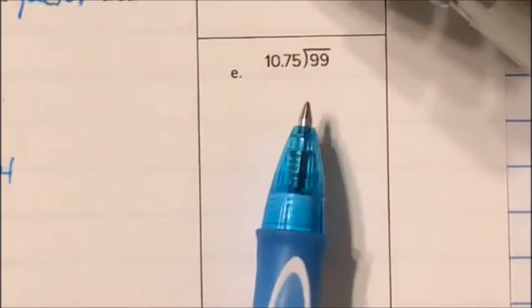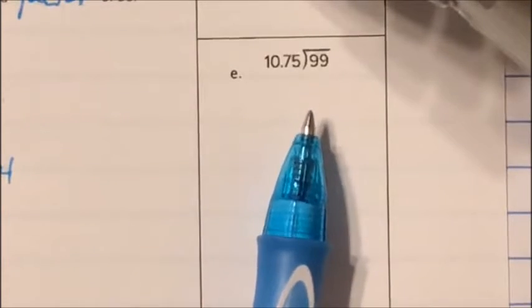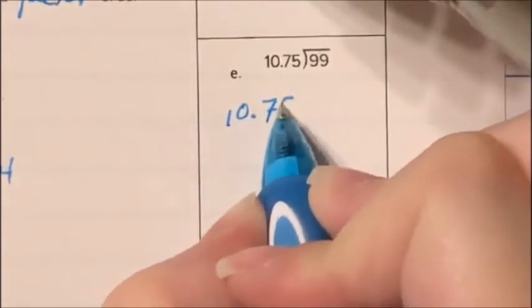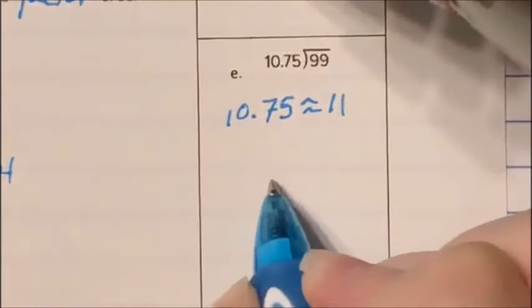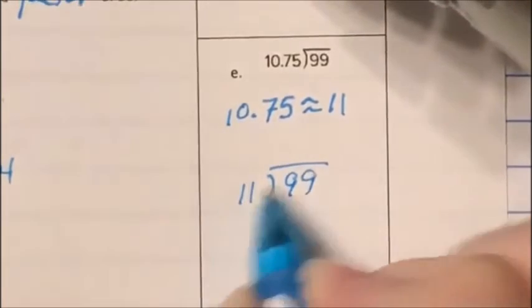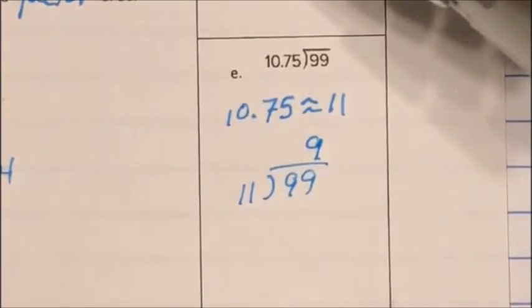Letter E says 99 divided by 10.75. Okay, so what I can do is I can say 10.75 is approximately 11. So 99 divided by 11 gives me 9. And that is the end of lesson 6.